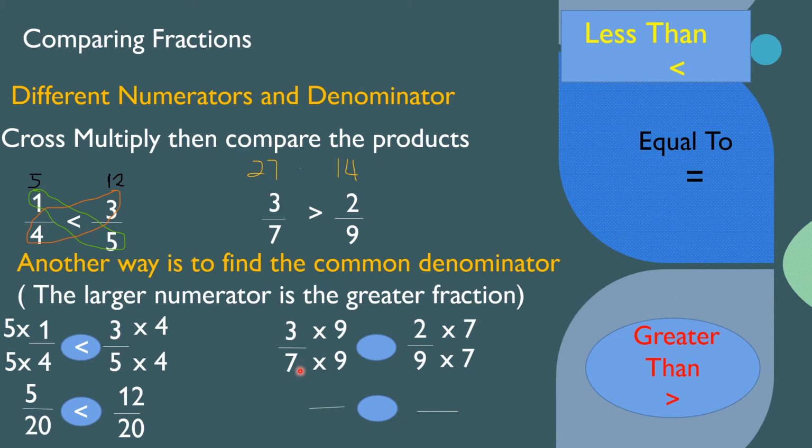Para maging pareho. So, 7 times 9, that is 63. 3 times 9, that is 27 over 63. Sa kabila naman, 14 over 63. So, ngayon, pareho na ang denominator, kaya madali ko na i-compare. Yung mas mataas na number, mas mataas na fraction. Mas mataas yung numerator. So, ngayon, ano equality sign? Greater than. So, 27 over 63 is greater than 14 over 63.